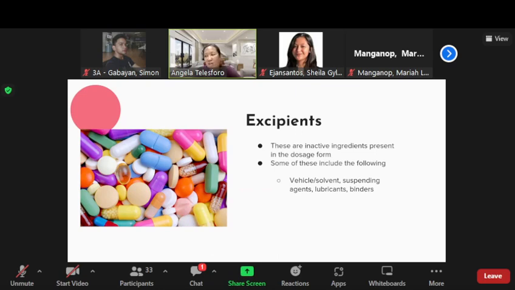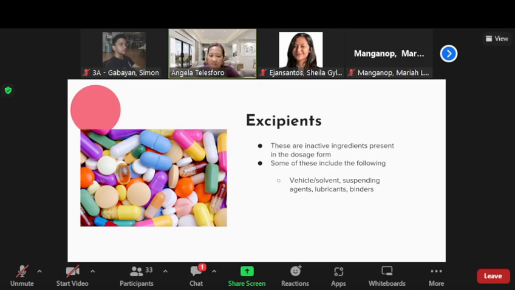So, active ingredient. But give me an active ingredient, Sheila. Any active ingredients, Sheila? Miss Elansan? Paracetamol po. Okay, paracetamol. Okay, so paracetamol is the active ingredient, but we cannot make paracetamol into a specific dosage form. So meaning, hindi natin siya pwedeng gawing tablet, hindi natin siya pwedeng gawing syrup if walang excipient.